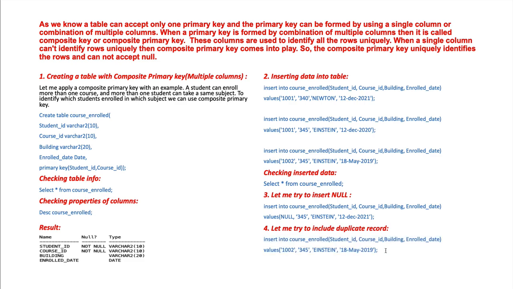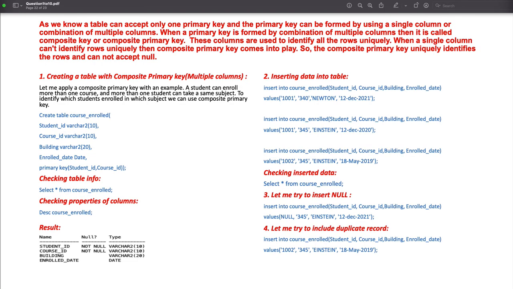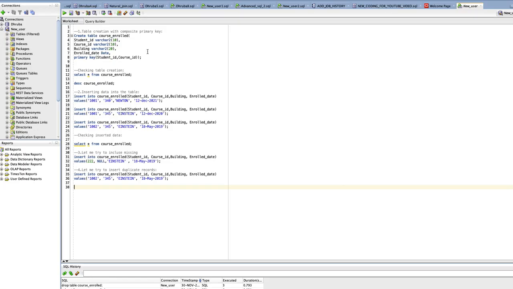If we run these 4 sets of code in our Oracle developer window, we will get exactly the same result. Let me go through the Oracle developer window, run these 4 sets of code, and observe the result. It is the Oracle developer window. It has 4 sets of code. First one, table creation with composite primary key. Second, inserting data into the table. Third one, checking null value. Fourth one, checking duplicate record in the table.